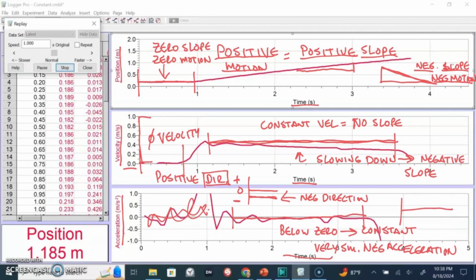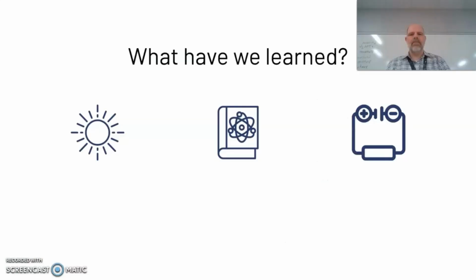Here's an acceleration time graph. So that's acceleration versus time. If the graph were just right on the x-axis, then we would have no acceleration. If the graph were up here, we'd have positive acceleration. And in this case, the graph is just barely down here, so we have negative acceleration. So this is what a position time graph, velocity time graph, and acceleration time graph shows you.